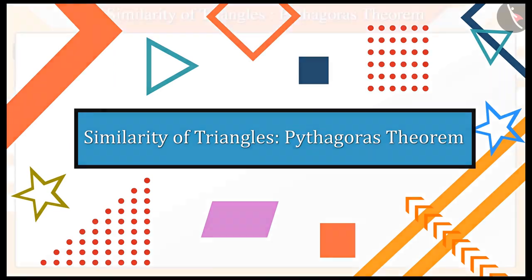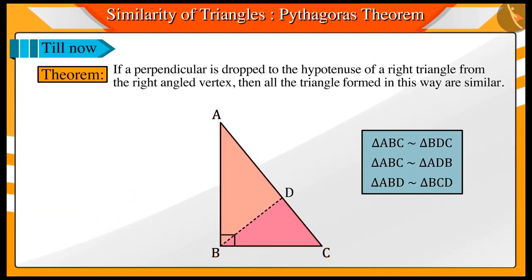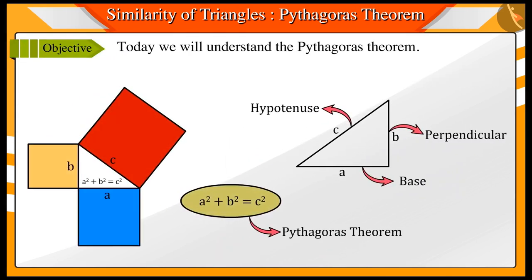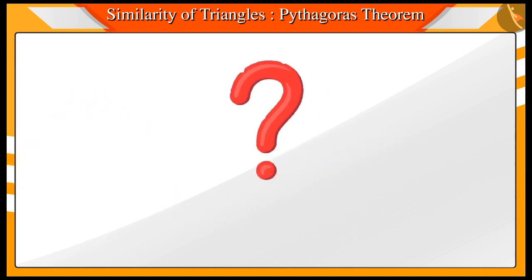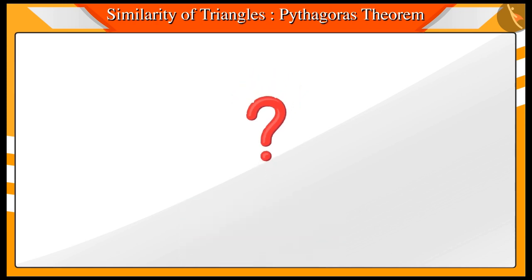Welcome to this video. In the previous video, we learned that if a perpendicular is dropped from the right angle to the hypotenuse of a right-angled triangle, then the triangles thus formed are similar. Today, we will understand Pythagoras' theorem with its help. Can you tell from the previous class what is Pythagoras' theorem?